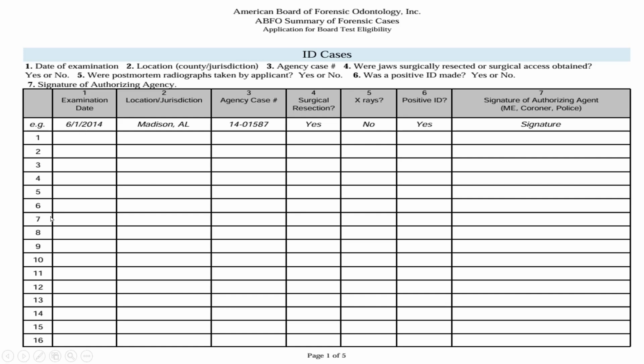Again, there's the examination date, which, if you take the records, is the date you go in and actually do your postmortem exam. If they were sent to you by somebody else, it's whatever date they collected them on. The jurisdiction is pretty self-explanatory. Case number is explanatory. Did you have to do a resection? Yes or no. Did you take the x-rays? Yes or no. Is it a positive ID? Yes or no. And then the signature from, again, the authorizing agent. If you have any questions about how to fill this out, reach out to the chair of the Diplomate Development Committee, and they'll be happy to help you get that taken care of.